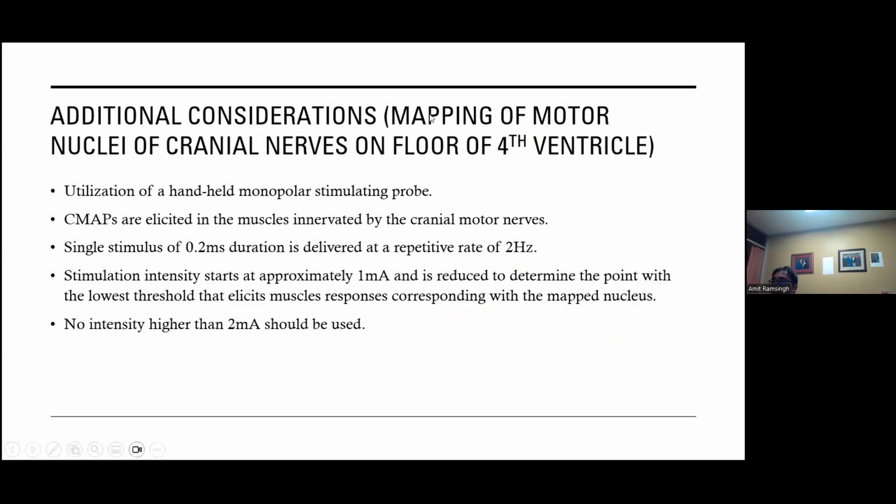Again, looking at mapping of the motor nuclei of the cranial nerves on the floor of the fourth ventricle, we also utilize a handheld monopolar probe. We record compound muscle action potentials in muscles innervated by the different cranial motor nerves. And we use a single stimulus at a 2 millisecond duration at 2 hertz frequency. No more than 2 milliamps current should be used.